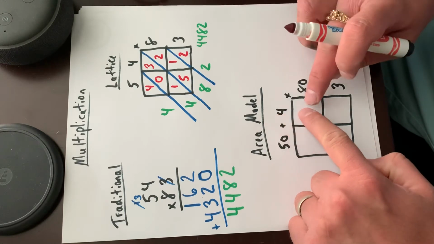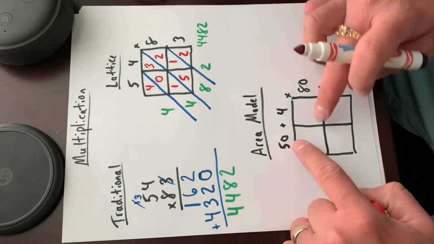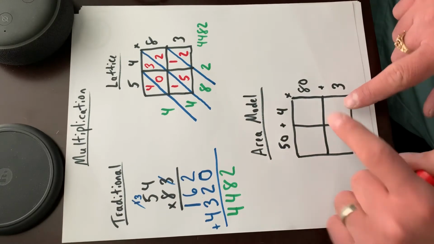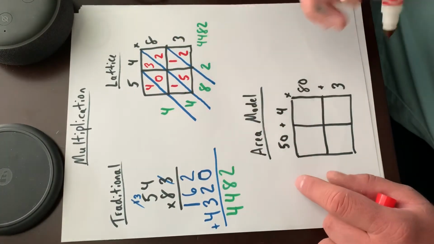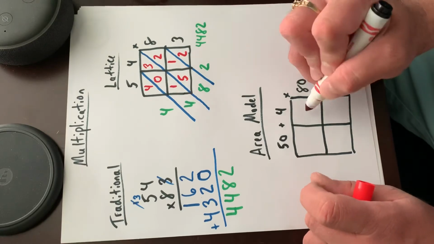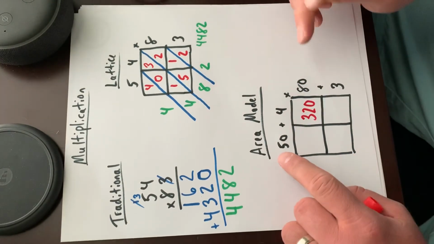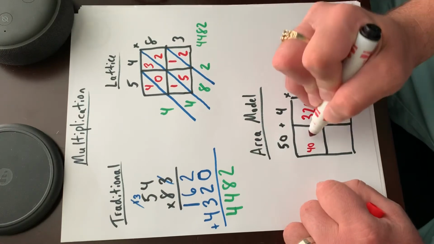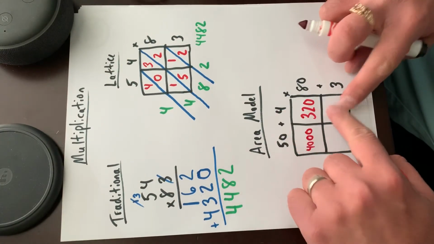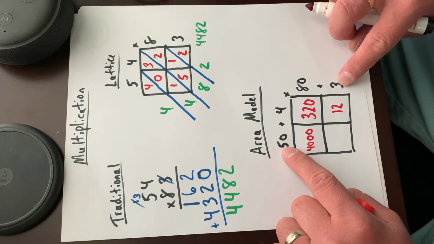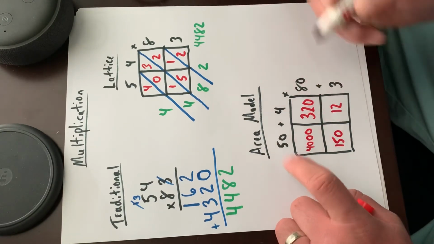We're going to do 4 times 80, 50 times 80, 50 times 3, and 4 times 3, and put each answer in its box. It's just like we're doing up here, except we're putting it in a different spot. 4 times 80: 4 times 8 is 32, with a 0 on the end, 320. 50 times 80: 5 times 8 is 40, and we have 2 zeros after, so that's 4,000. 4 times 3 is 12. 50 times 3: count by 50s 3 times, 50, 100, 150, or 3 times 5 is 15 and a 0.